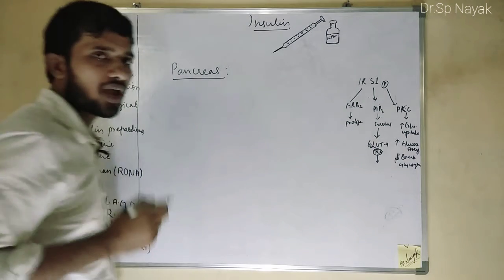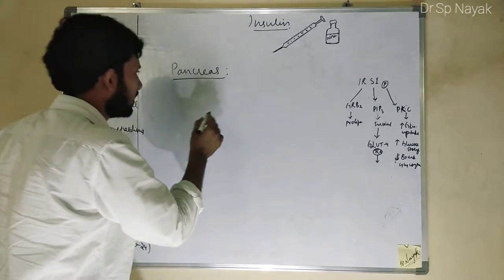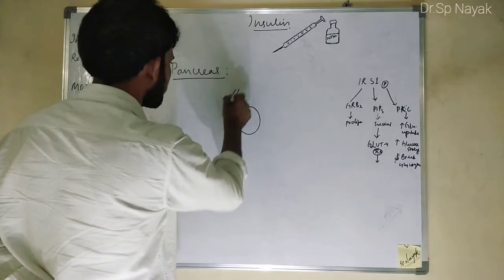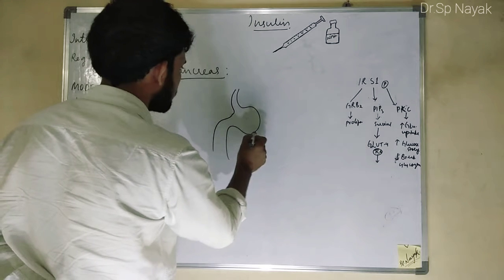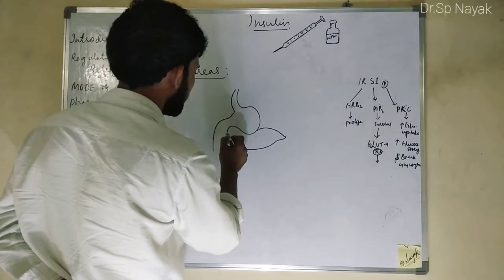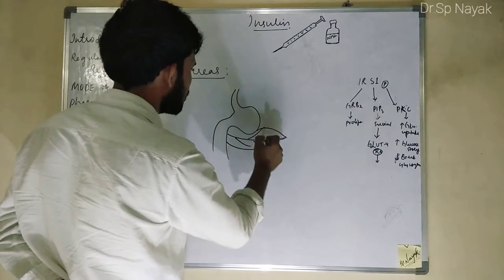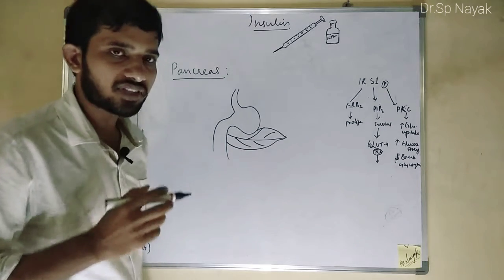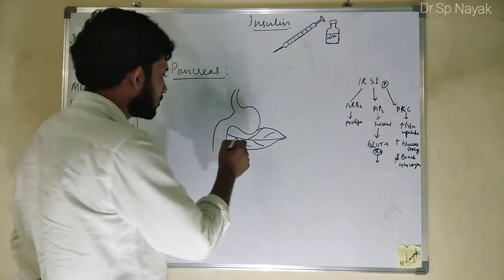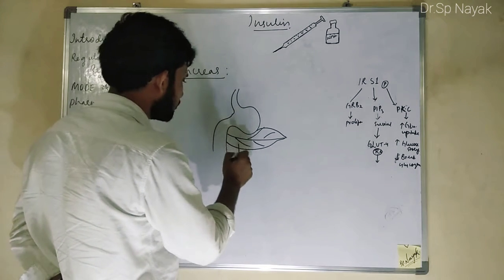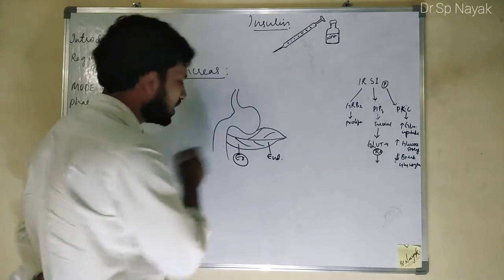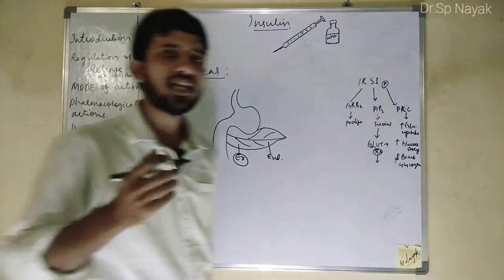So let us see about pancreas. Pancreas is a mixed gland, which is present just below, just sideward to our stomach, and this pancreas has a leaf-like structure. It has an exocrine part as well as an endocrine part. So we have exocrine tissue and endocrine tissue.